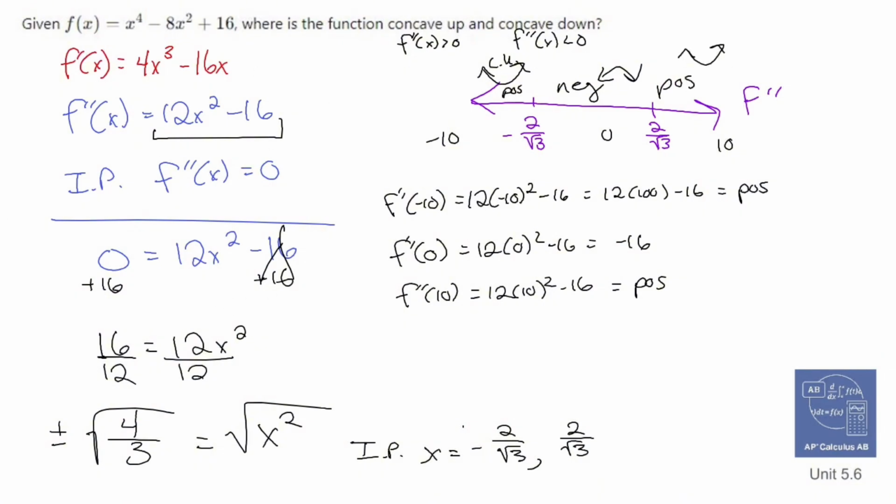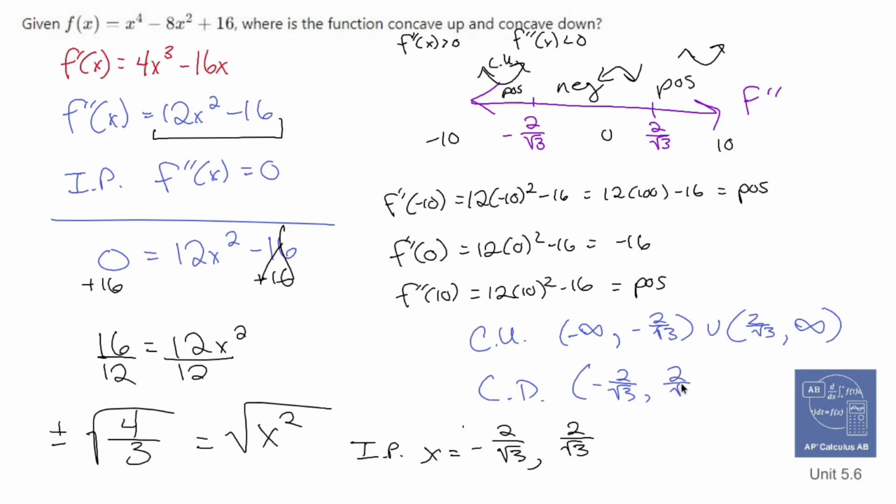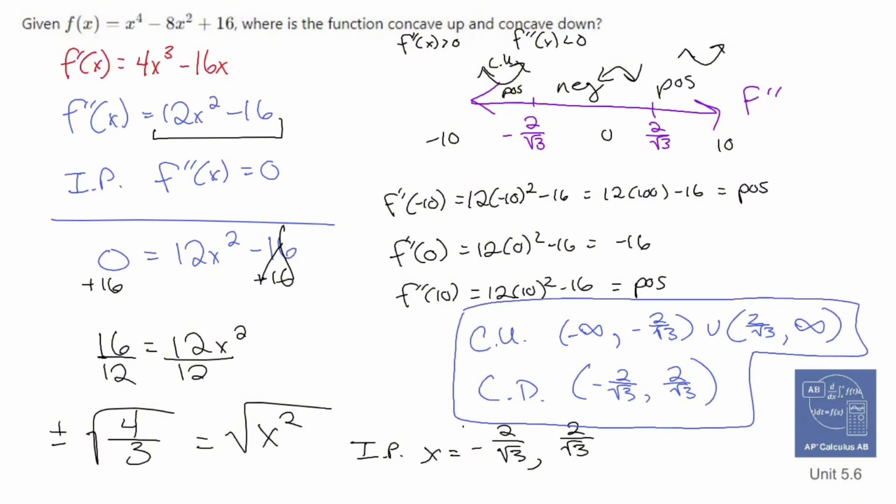So we could say that this function is concave up on 2 intervals, from negative infinity to negative 2 over root 3, union positive 2 over root 3 to infinity. It's going to be concave down in between those 2 gross numbers, so negative 2 over root 3 to positive 2 over root 3. And when we close that off, we get ourselves an answer, and that is how it's done. Gross.